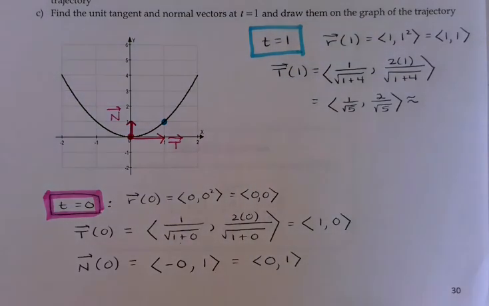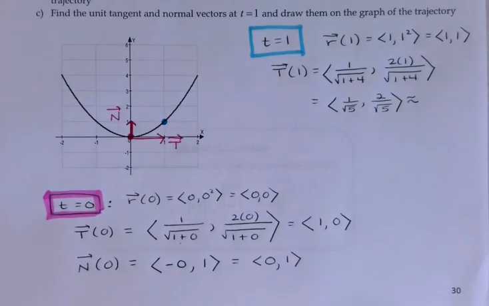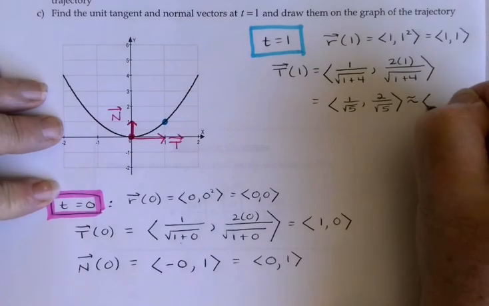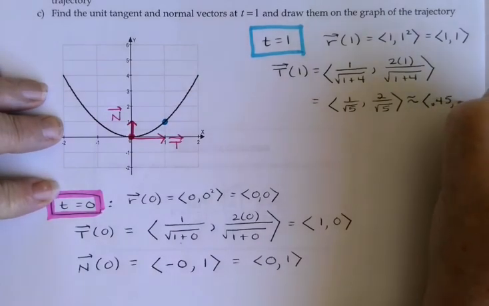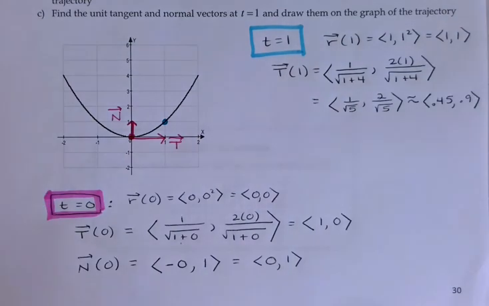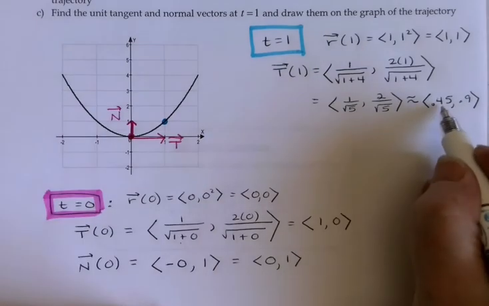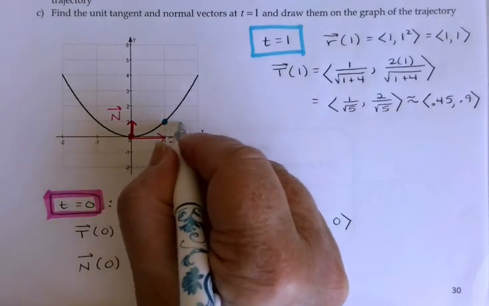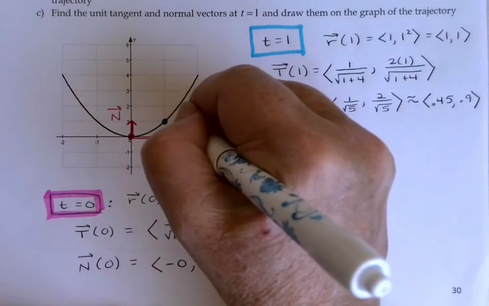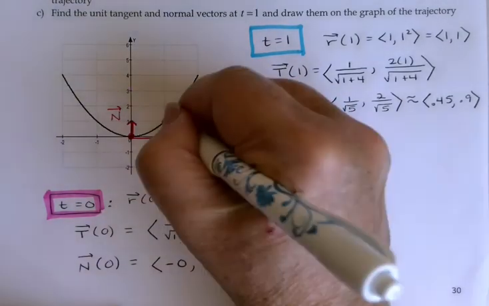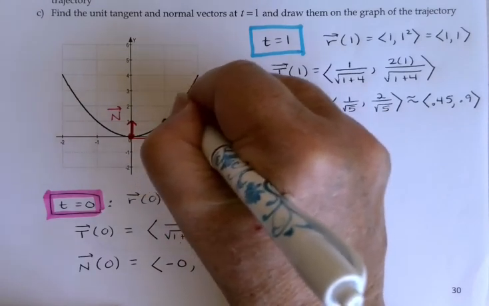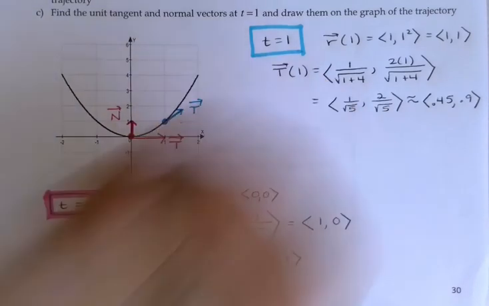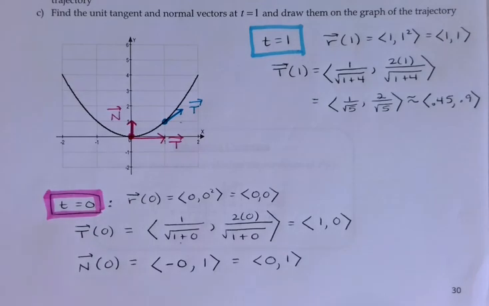Just so that I can kind of guess where those will end up on the graph, what is that approximately? It's about 0.45, 0.9. So if I was going to try and draw the unit tangent, I'd go over 0.45 in the x direction and up 0.9 in the y direction. Maybe I'd end up about there. And notice just visually, that does look tangent to the graph, so far so good.